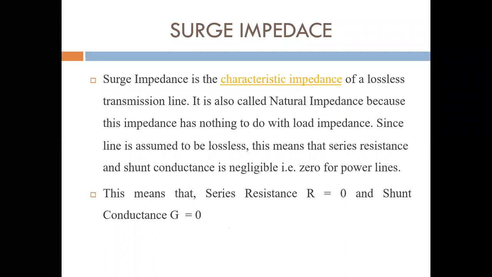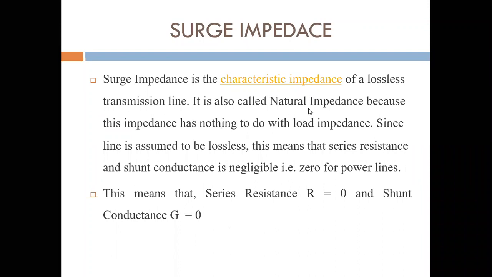Due to the surge impedance, we are obtaining some of the losses. That's why calculating how much surge impedance is there in a transmission line is one of the major criteria in the case of a long transmission line. It is also called the characteristic impedance of a lossless transmission line.